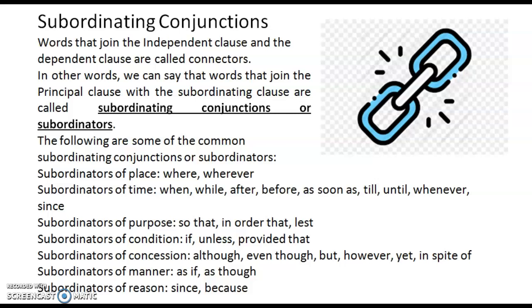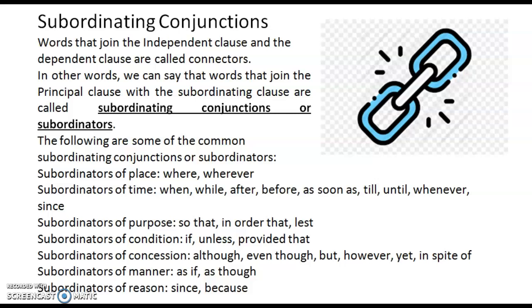What are they? Words that join the independent clause and the dependent clause are called connectors. Simply connectors, connecting words. In other words, we can say that words that join the principal clause or the main clause or the independent clause with the dependent clause or the subordinating clause are called subordinating conjunctions or subordinators. In simple words, the connecting words, the word that joins the independent or dependent clause is known as the subordinator.